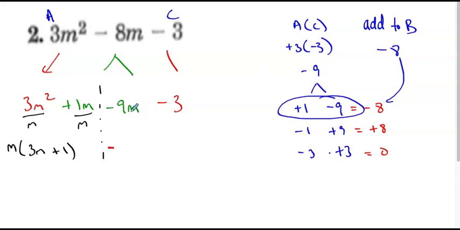Negative what? So 9 and 3 have a common factor of 3. So I'm going to factor out negative 3. If I factor out negative 3 from here, I'm left with positive 3m. If I factor out negative 3 from here, I'm left with a positive 1. Well, what a coincidence. Here's my 3m plus 1. Here's another 3m plus 1.